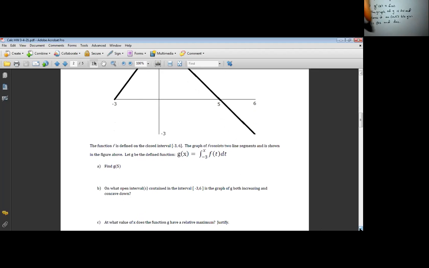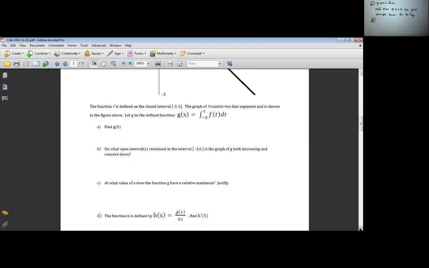For the same exact reasoning we just talked about in B, G prime of x is equal to f. And there's a relative max at x equals 5 because G prime of x changes from positive to negative. Okay. Should all sound familiar. Takes us to part D.